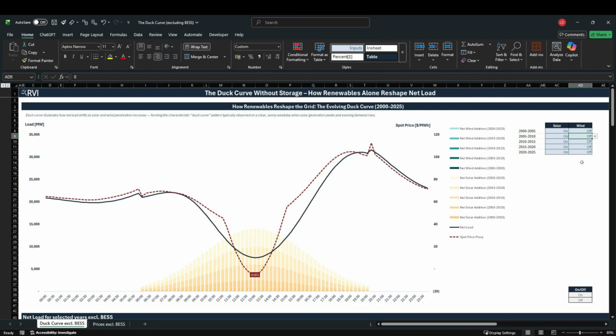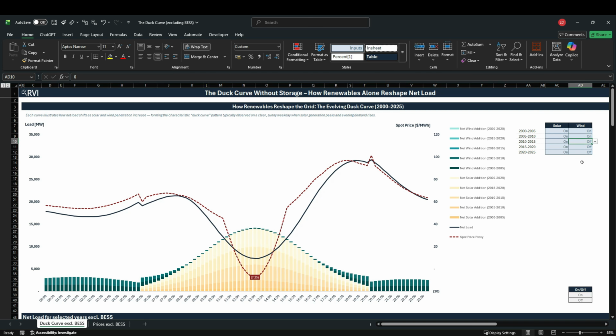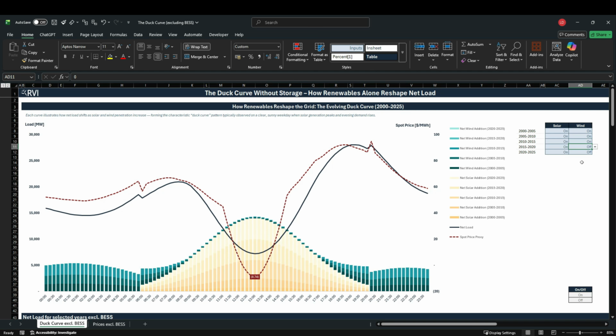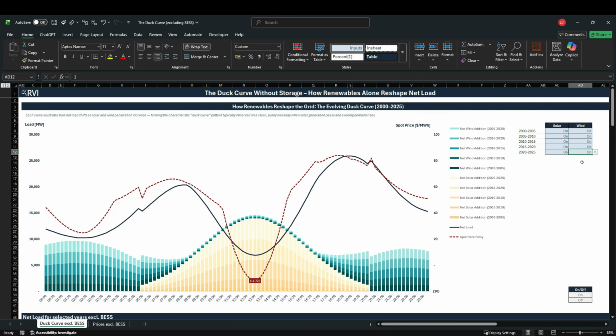Now let's layer in wind. Wind mostly clips the shoulders, the early morning and late night hours, because it isn't tied to sunlight. It can flatten prices outside the solar window, but if wind production drops at sunset, the evening ramp can still be sharp. That's the head of the duck.